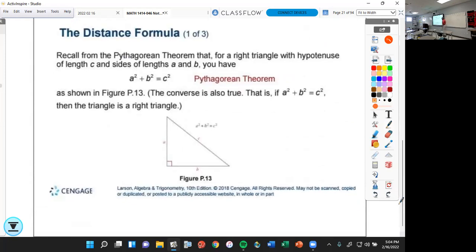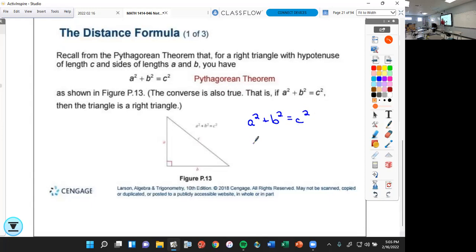The distance formula. The Pythagorean theorem tells us that a squared plus b squared equals c squared. And that's simply the Pythagorean theorem. I can actually back that up and go the other direction. If I wanted to get c by itself, if I had a squared plus b squared equals c squared, I'm going to solve for c.